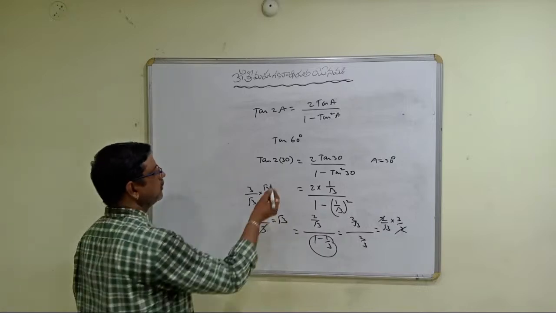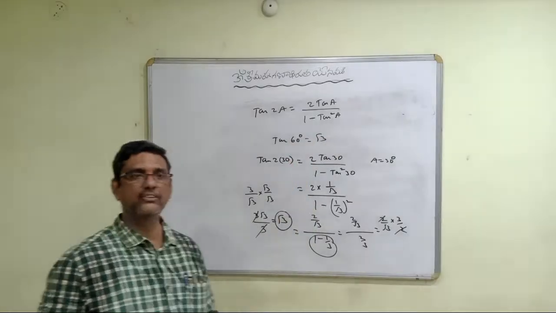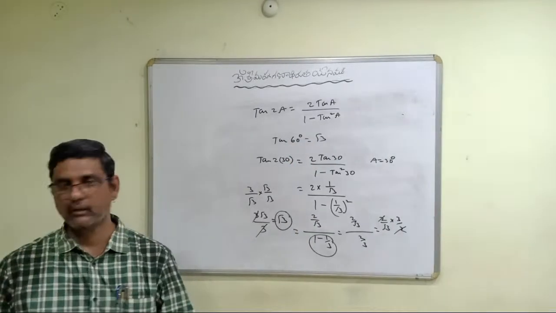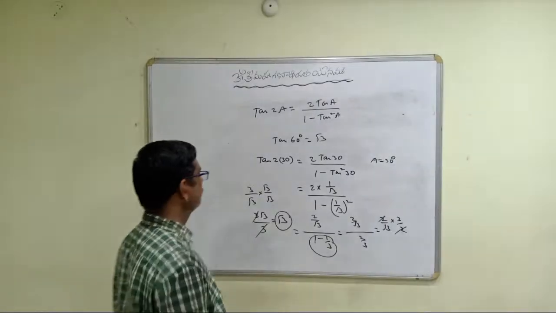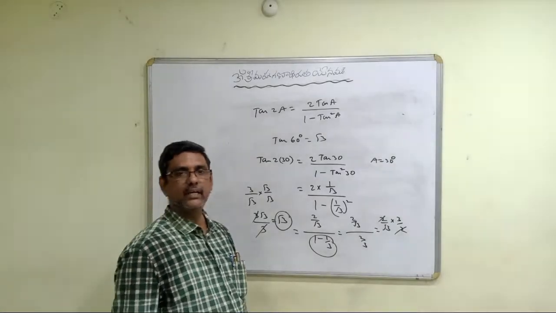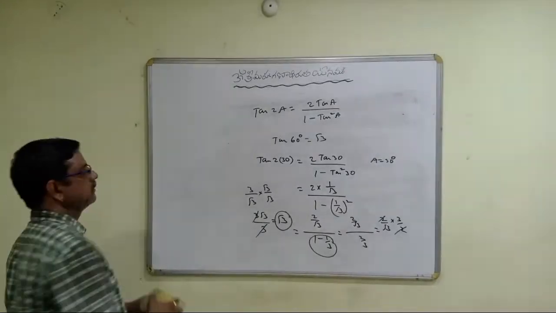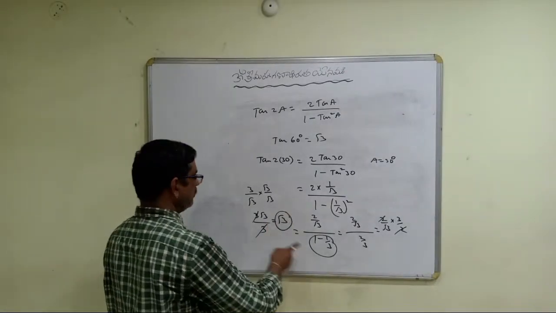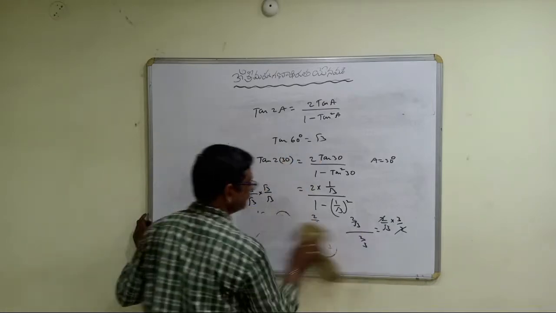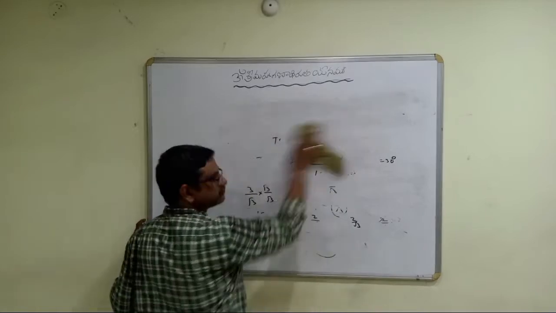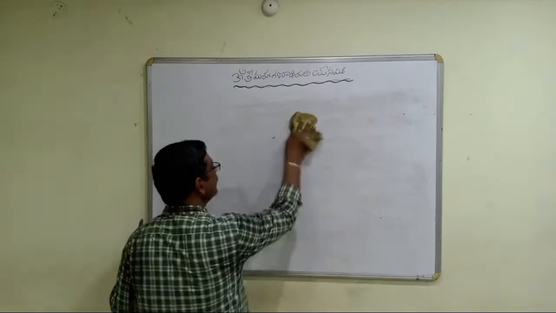So, tan 60 value, what do I get? Root 3. Okay? Right, children? Next. So the tan 60 value we got is root 3. Okay. Now, one more problem.